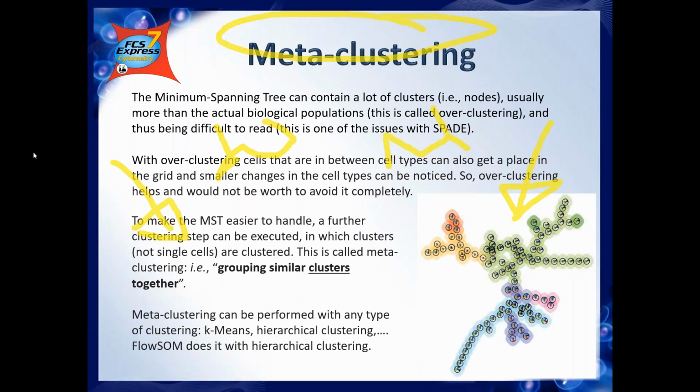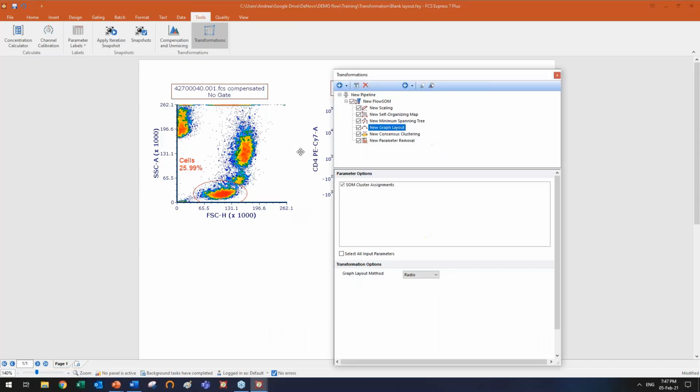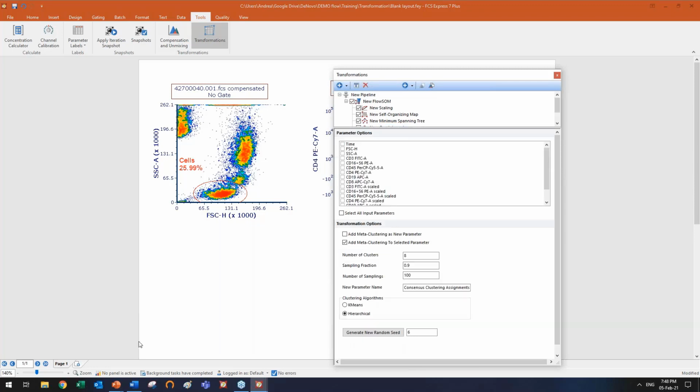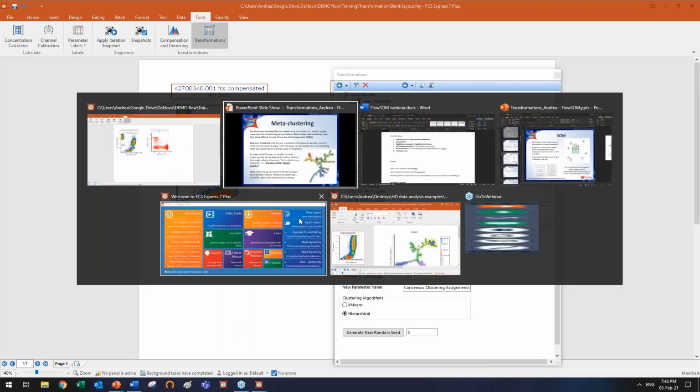Meta clustering. Let me go back to here. We saw the scaling, the self-organizing map, minimum spanning tree, and graph layout. You don't need to do much here for the minimum spanning tree and the graph layout. They are just using the SOM cluster as an input. And then you have the consensus clustering, which is really an amazing tool.